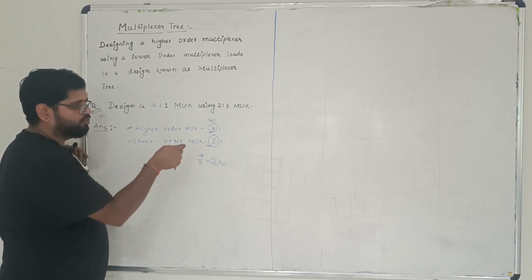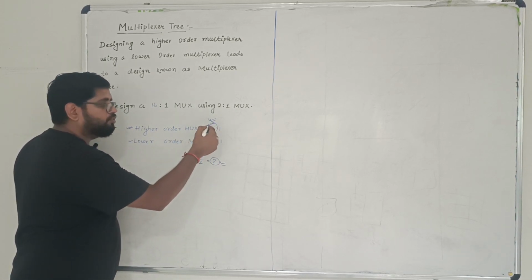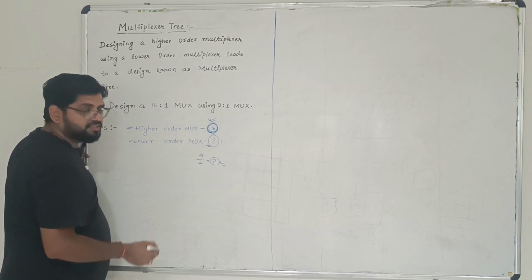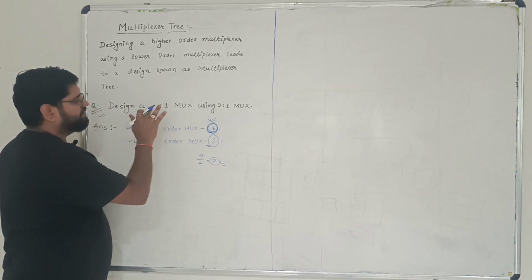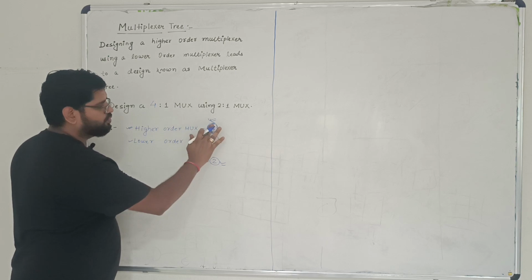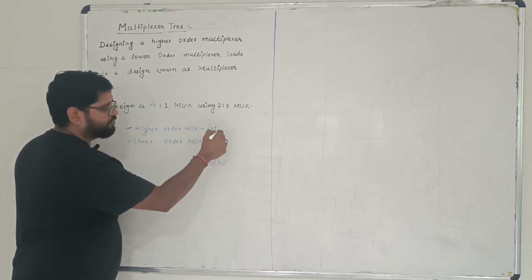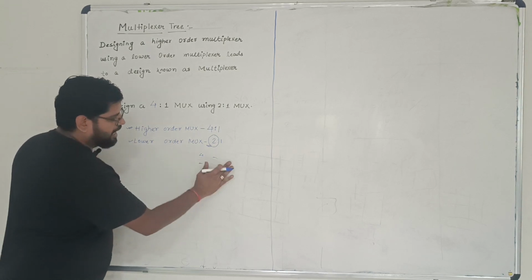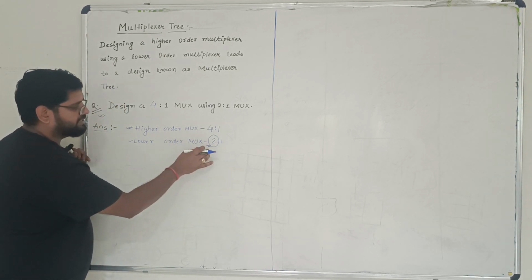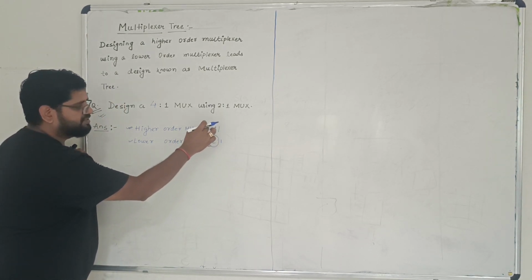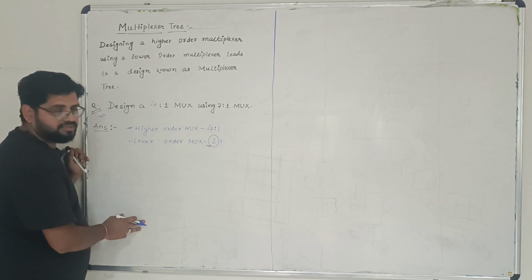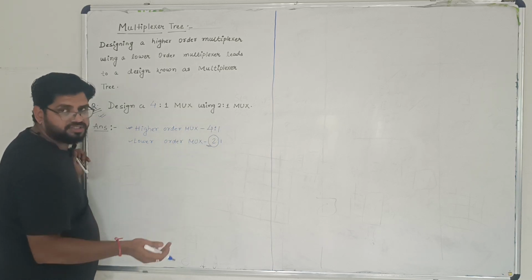This is the first priority. You have to achieve the input of the required MUX that you are designing. This is the first step. So because the question was of 4:1, we'll once again move to 4:1. Tell me how many lower order multiplexers are required in order to achieve the input of the higher order multiplexer. The answer is 2, because 4 divided by 2 is 2.